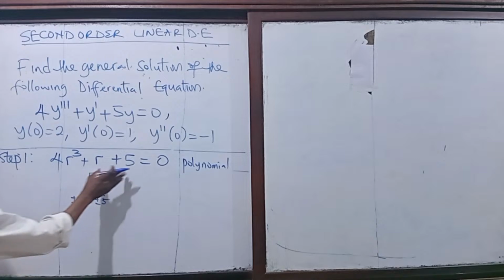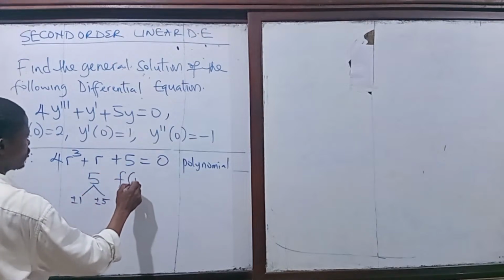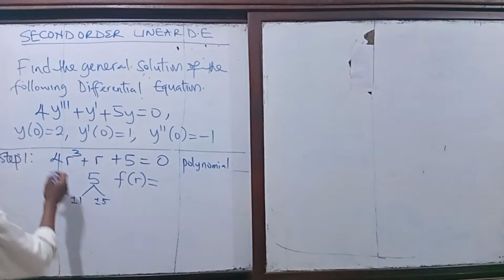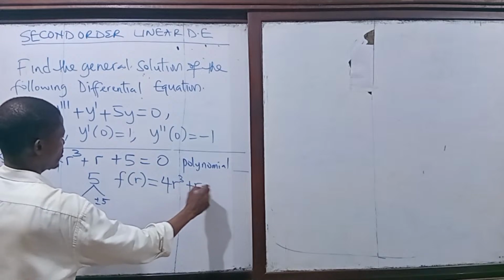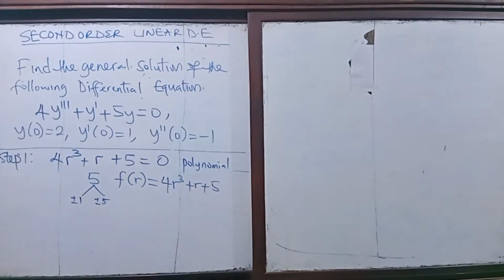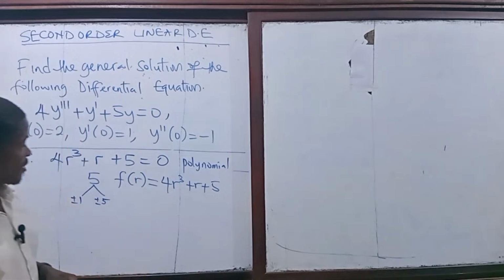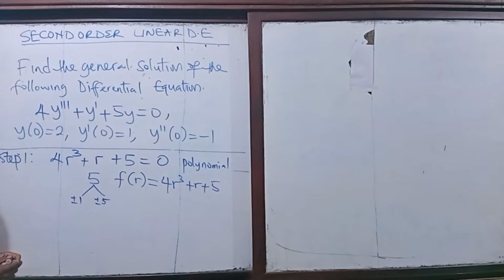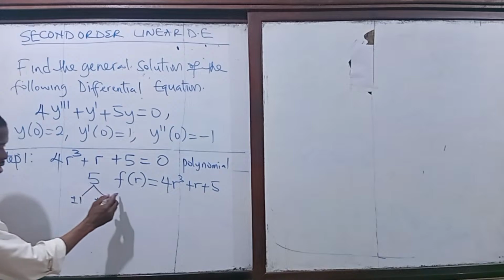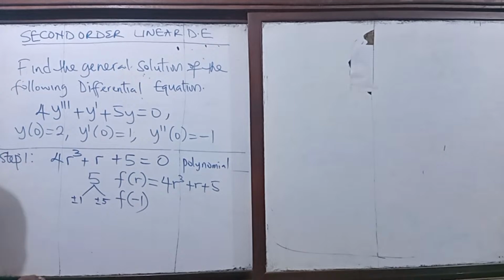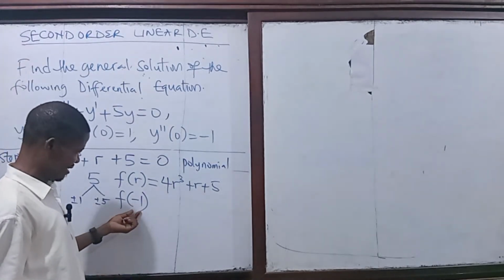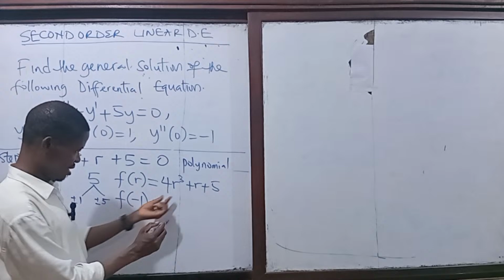This function, we're going to call it a function of r, which is 4r cubed plus r plus 5. We're going to use the factor theorem. We're going to look for these factors, plus or minus. Let's make a substitution for minus 1 and see if this is equal to 0.